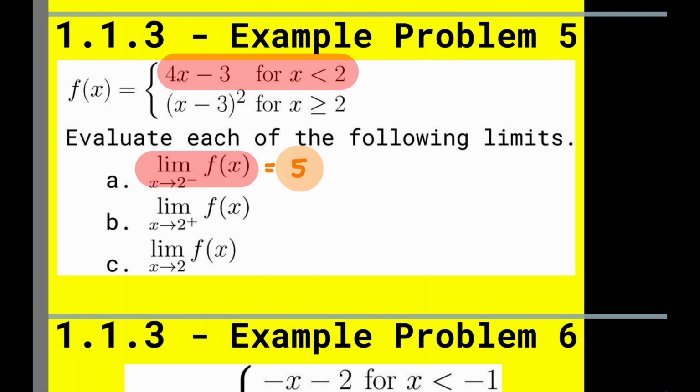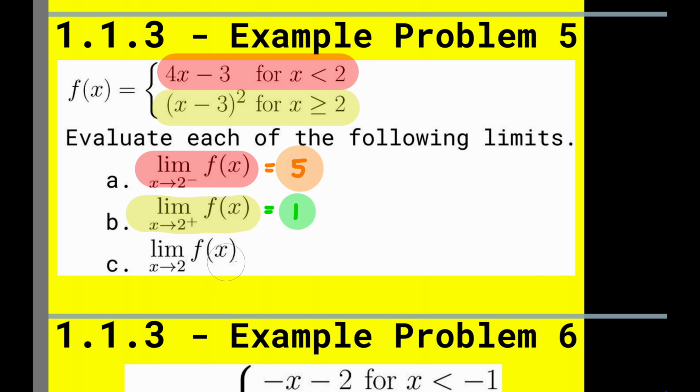Okay, we're going to do the same thing with the other one, only this time it's the right side of 2, so it's greater than the 2 there. So we're going to have to use that second piece. When we use the second piece, we're going to plug in the 2 there. It's 2 minus 3 is negative 1 squared is positive 1. So the answer for that one is positive 1.